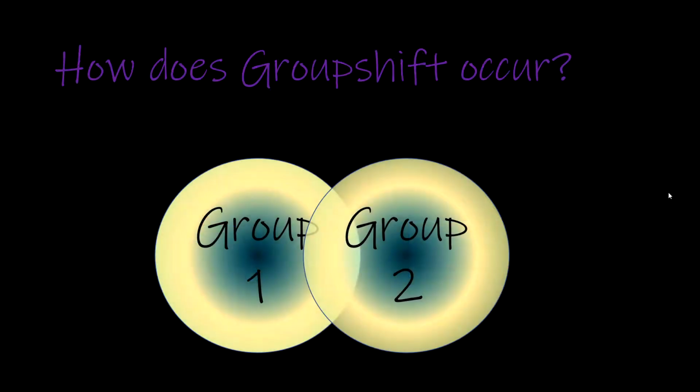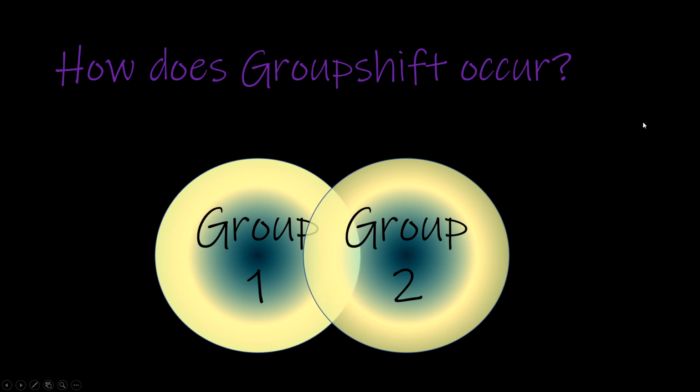Okay, so how does group shift occur? Group shift starts with, as you would imagine, two different groups. Now, as you look at these groups, you'll see they are pretty different. We have group one over here, and group two over here. For the most part, they appear to be on different sides of an issue, but they do have a little bit of an area here where they overlap. There is some agreement between the two groups.